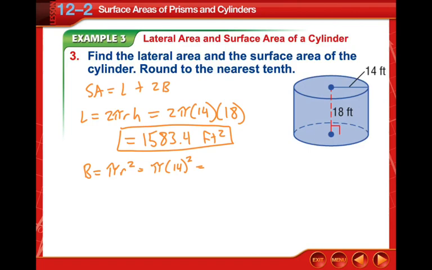Which is 615.8 square feet. We need to double that for our surface area. So the 1,583.4 plus 2 times the 615.8. And that gets us our surface area.